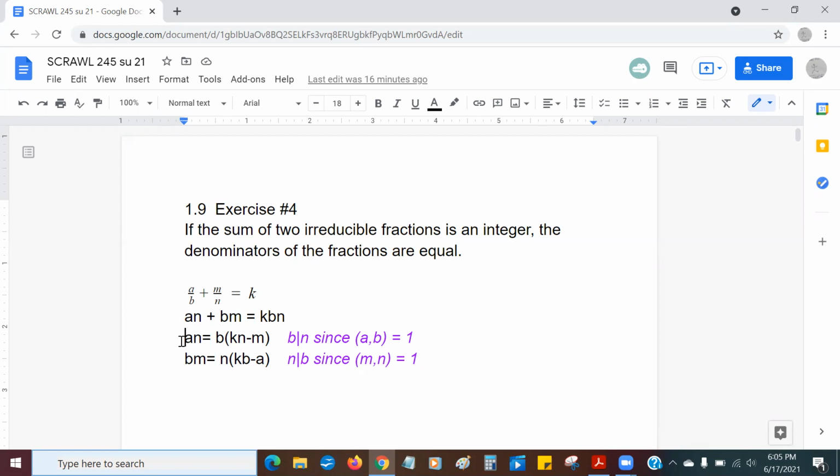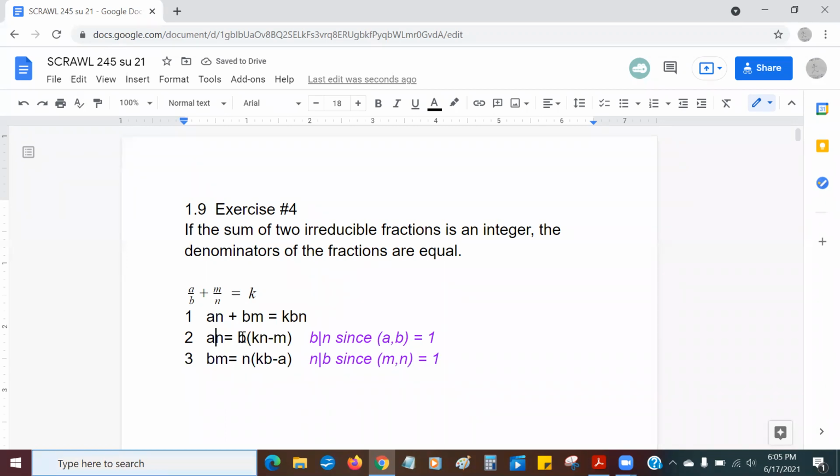I should really label these equations so you know what I'm talking about. Let's call this equation one, and we'll call this equation two. In equation two, we see that an is equal to b times something else.